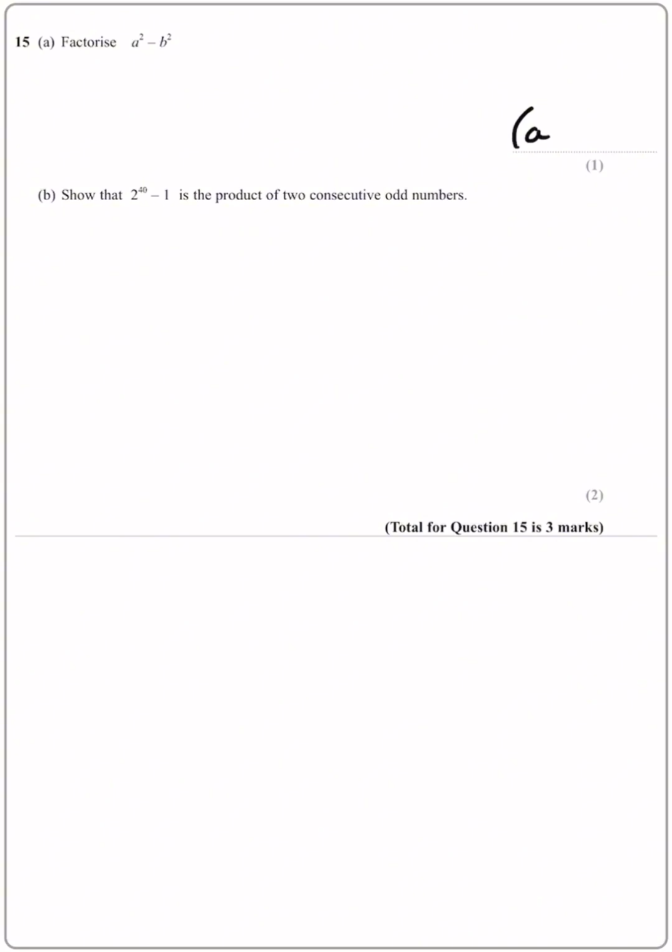15a, that's the difference of two squares, so a plus b, a minus b. And then 2 to the power 40 minus 1, that is also the difference of two squares, so that's going to be 2 to the 20 plus 1 times 2 to the 20 minus 1.